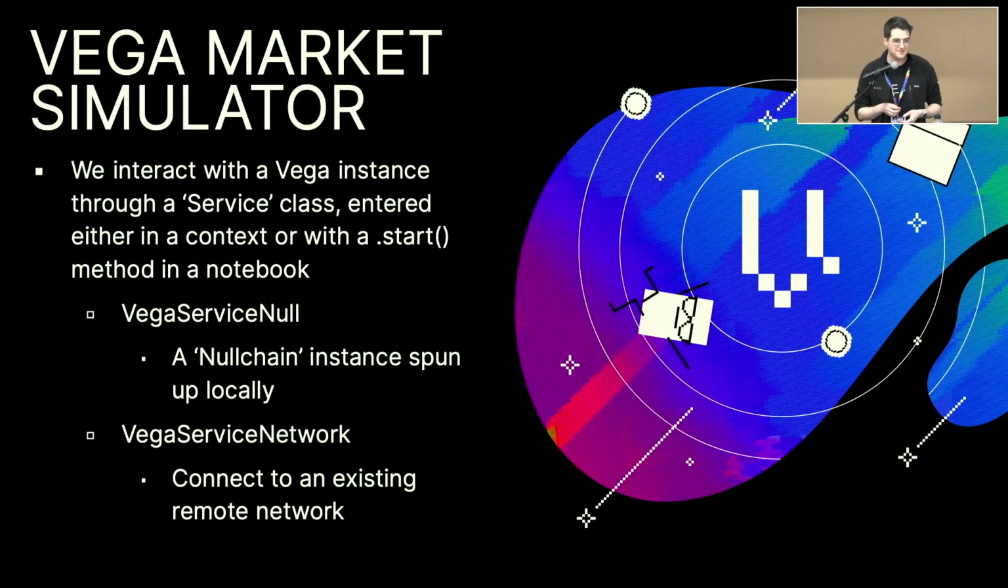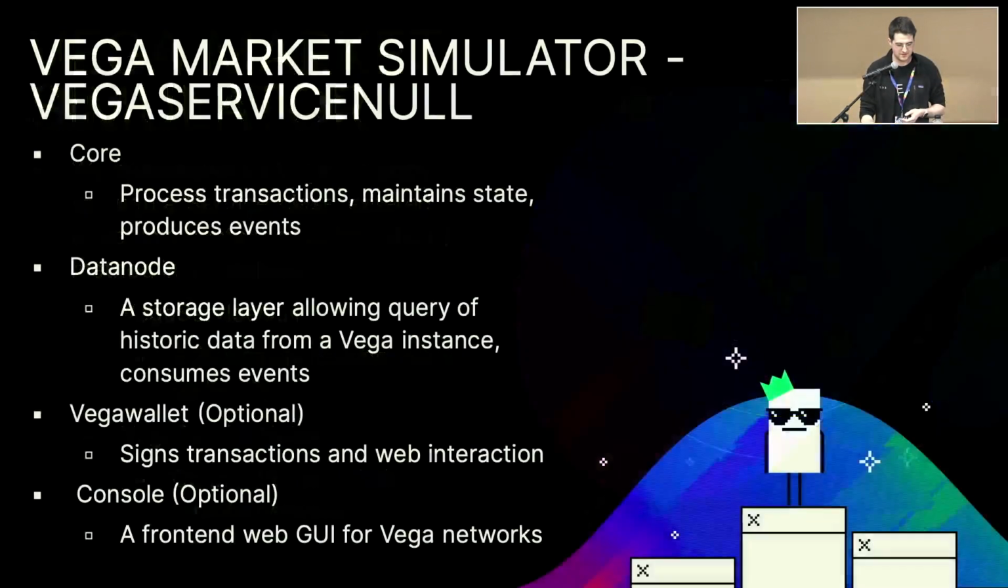An additional benefit of the market simulator is that we can, in addition to this null chain version, we have a network version that we can use for trading with other people. So if we want a testnet that the general community can come and try out, or just load test the network, we can spin these up, we can connect to a remote network, and because we've just stripped out that layer, all the bots and the agents can do their thing, and they're just trading in the same way.